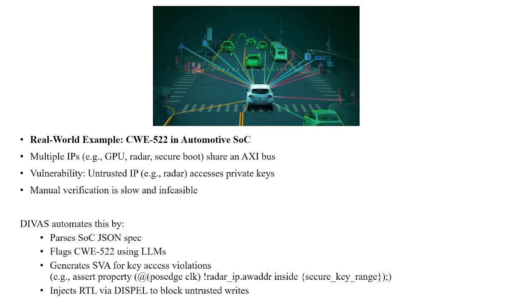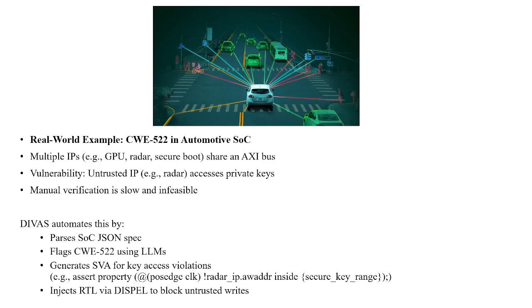Manually auditing the HDL to check signal accesses and privilege levels, like whether the ports are set correctly, is time consuming and difficult to scale. So here comes the framework. It solves this with automation. First it reads a specification JSON file that lists IP names, address ranges, and bus configurations. Based on this, the framework uses the LLM to identify that key material is being shared and flags CWE 522 as a possible threat.